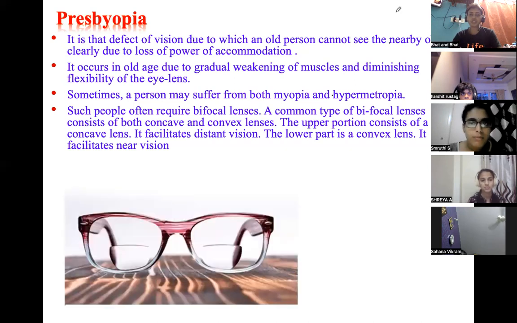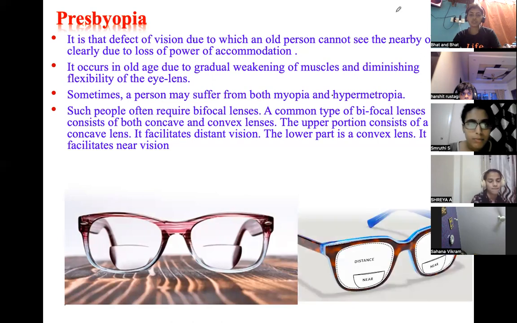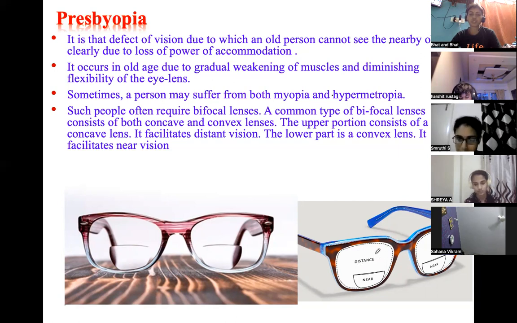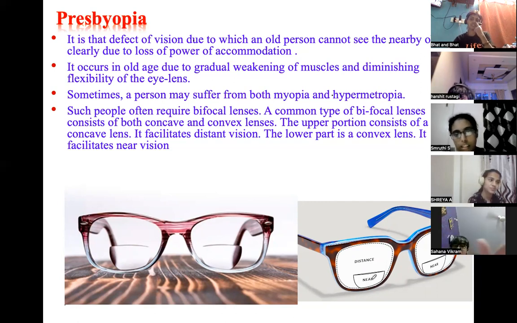Okay, so for that we are using a bifocal lens. In a bifocal lens, this will be for the distant object and this will be for the near object. So for the near object, which lens are we using? Convex lens. For the distant object, we will use a concave lens. So this will be a concave lens and this will be a convex lens.